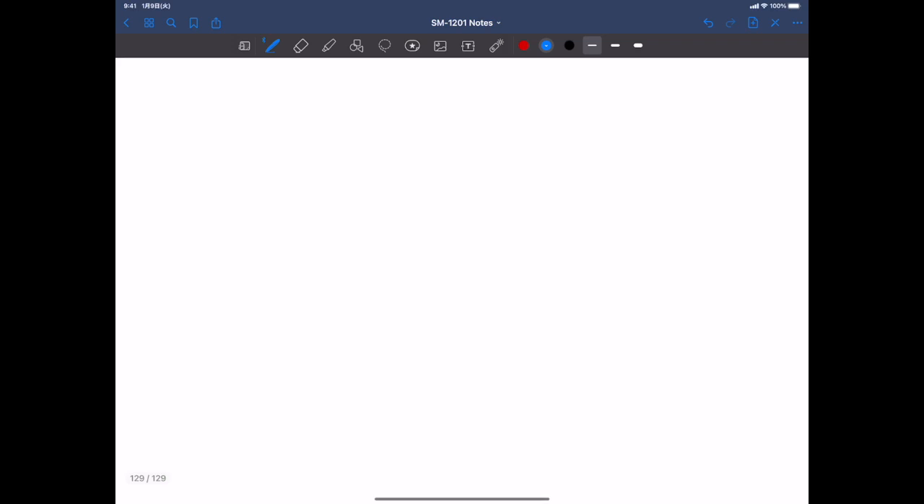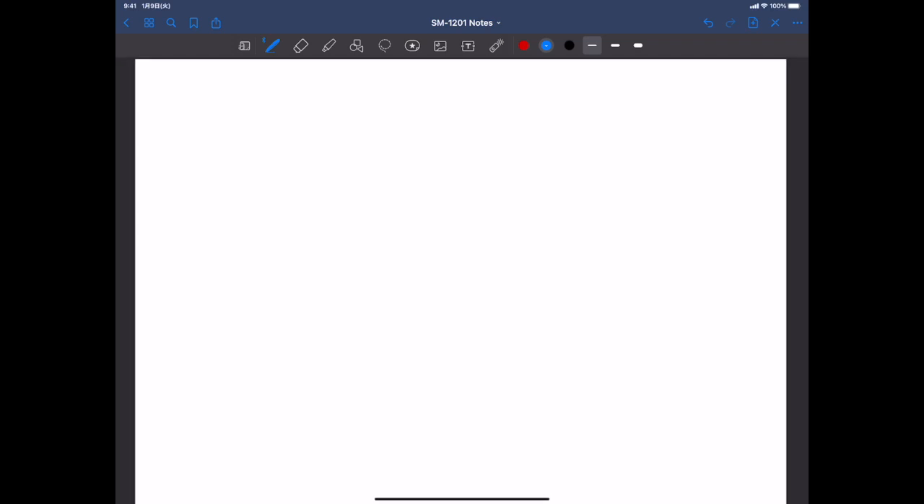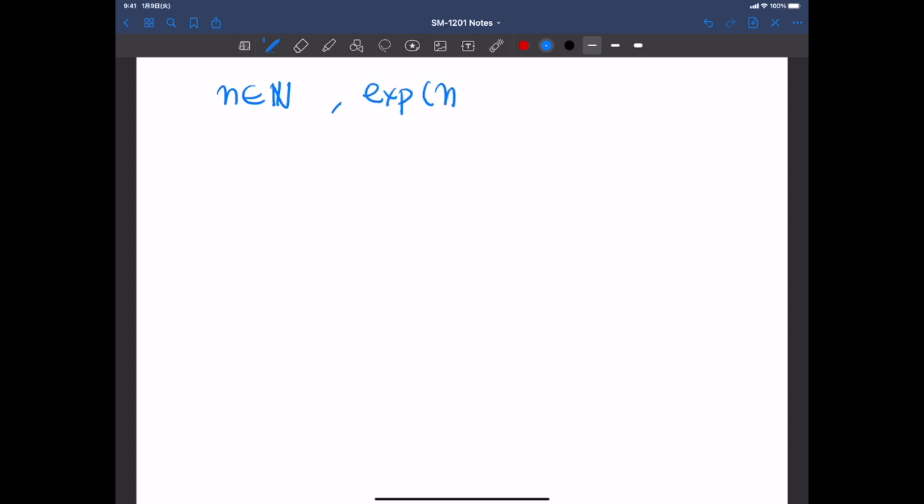And now it should be easy to see that for any natural numbers, we have exp n equal to exp 1 to the power of n, which is equal to e to the power of n.